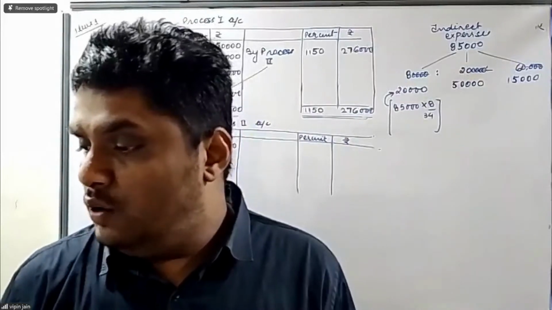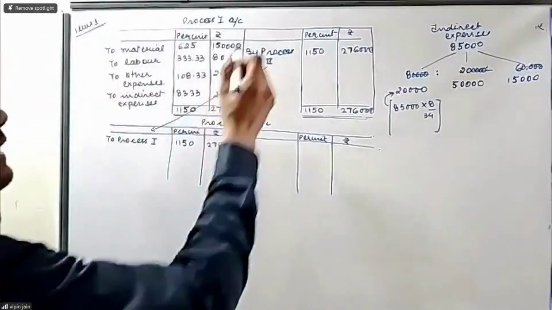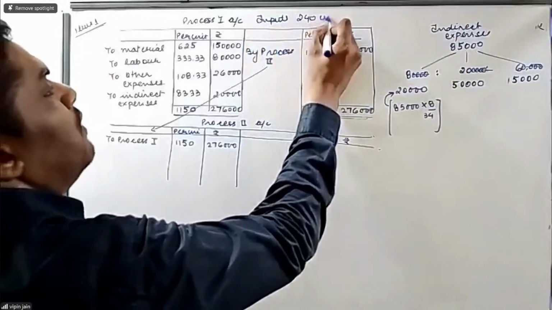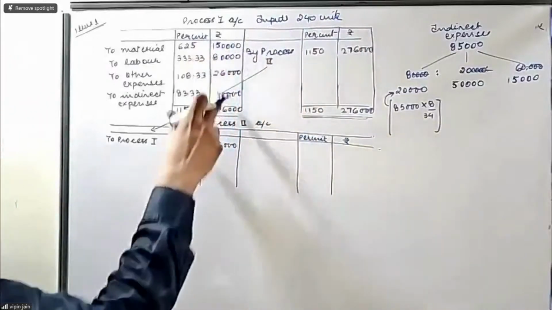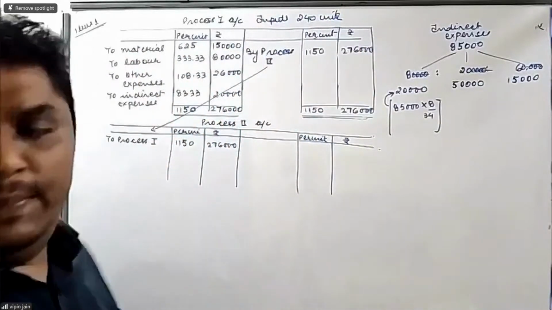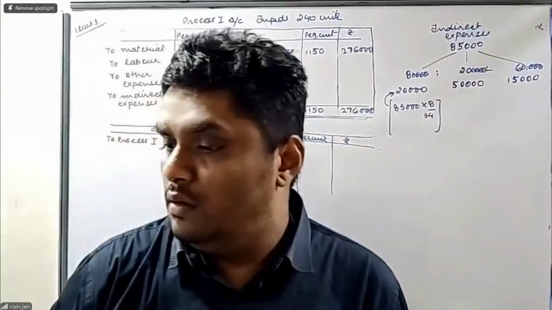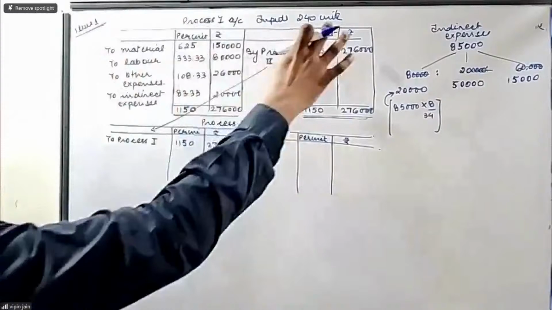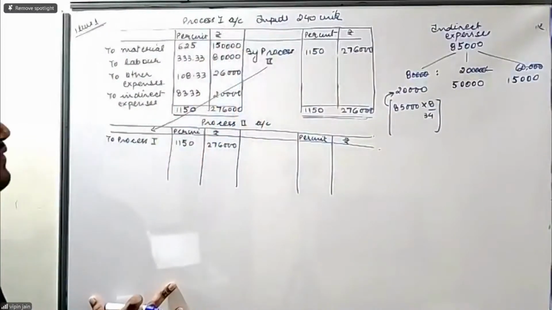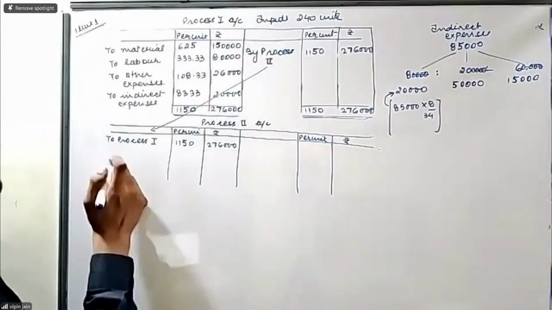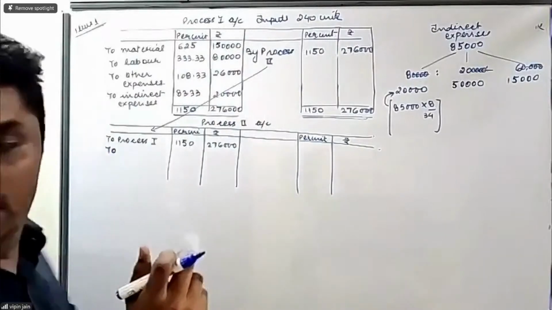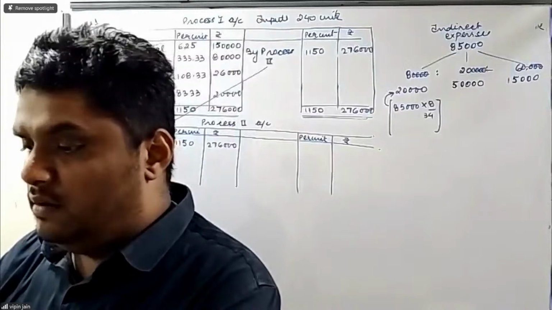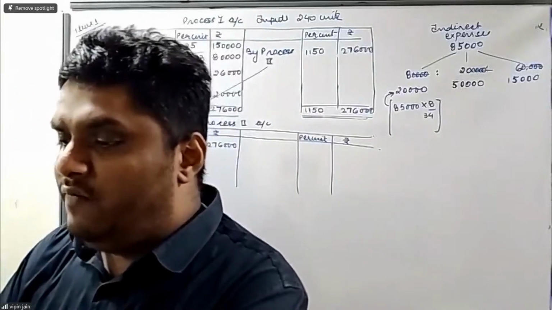Okay, Suvendu sir, how to calculate per unit? See, the inputs are 240 units. So I'm dividing each and every cost by 240 units to calculate the per unit amount. So 1,50,000 divided by 240, this is how I got 625. Now next. Yes, Hardik, the cost divided by number of units.